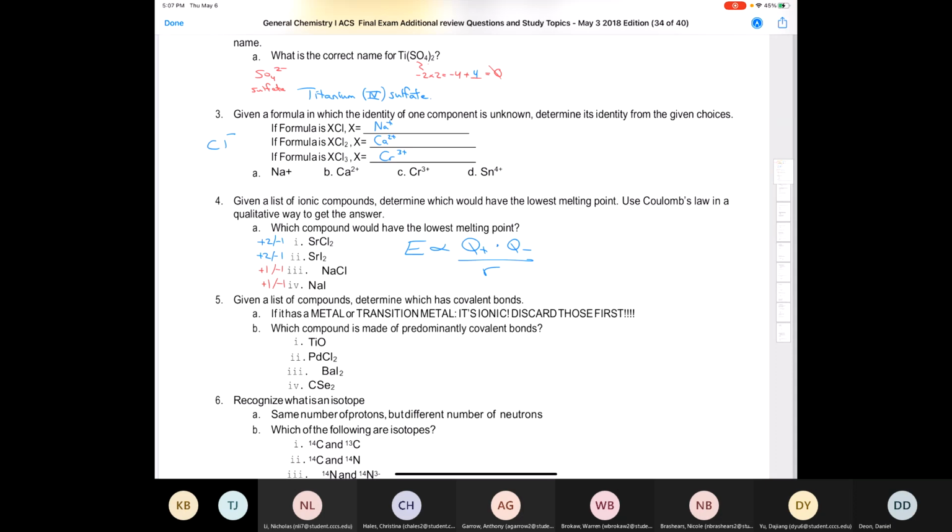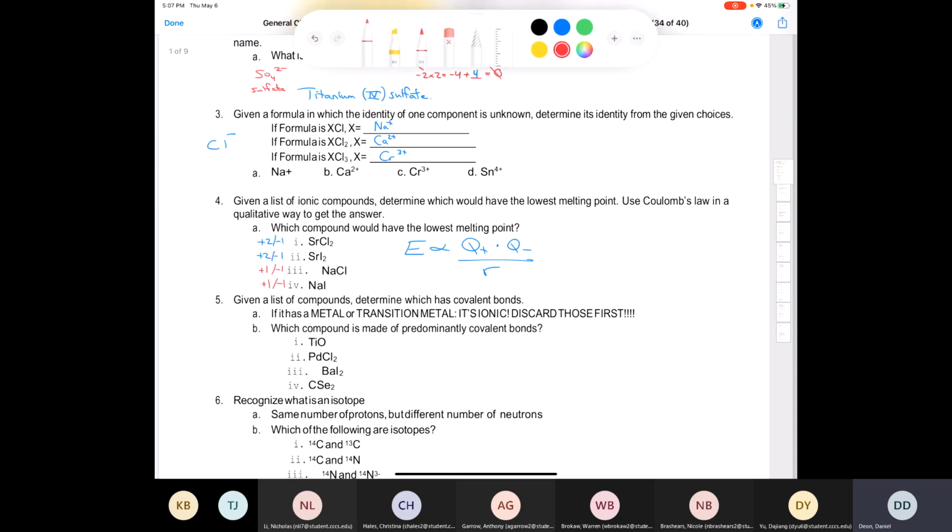Because we're looking for the one that's going to have the lowest melting point. So we want to have the weakest attraction. We're looking for the lowest possible E. So if we're looking for the lowest possible E, when you're comparing fluorine, chlorine, bromine, and iodine, remember that size increases. Okay, we'll put larger down here.